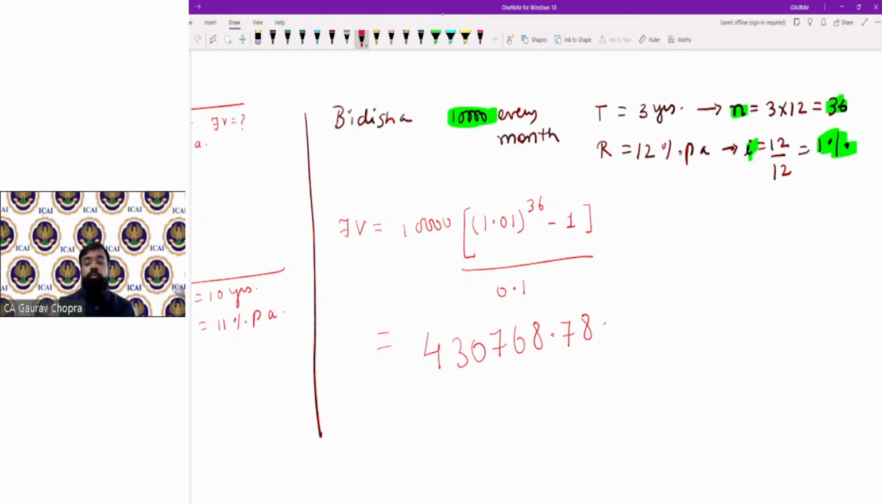And last में don't forget to divide by rate. And yes, the rate, denominator, is basically 0.01 because it is 1%. So divide by 0.01, because the rate is 1%. So the final answer is 4,30,768. This is the future value.